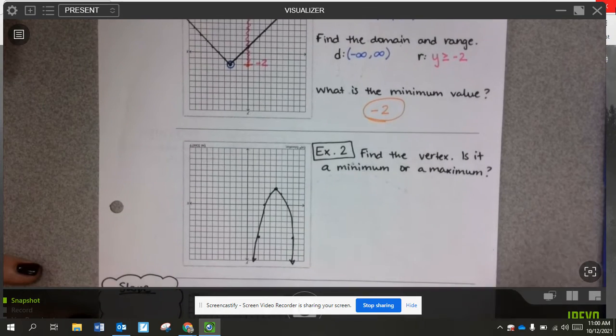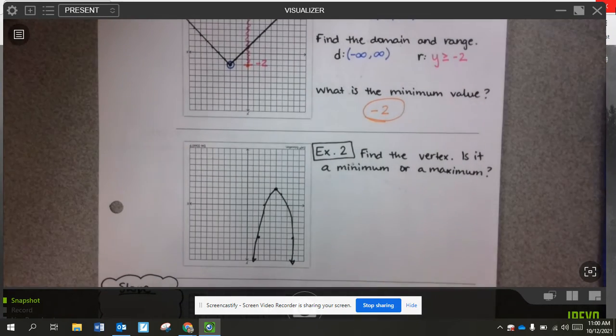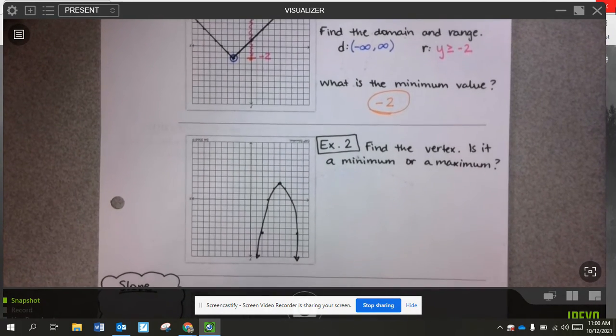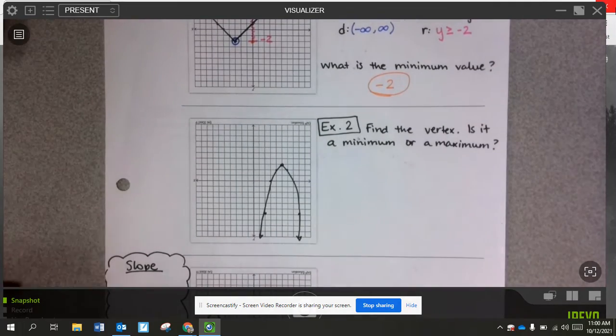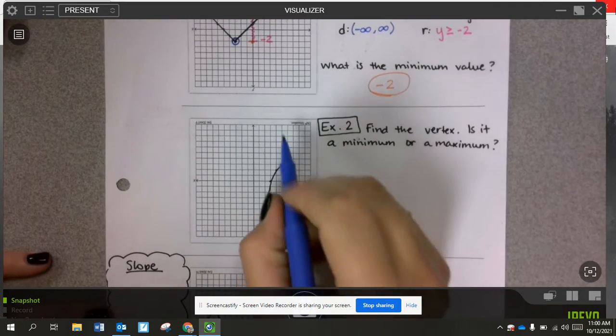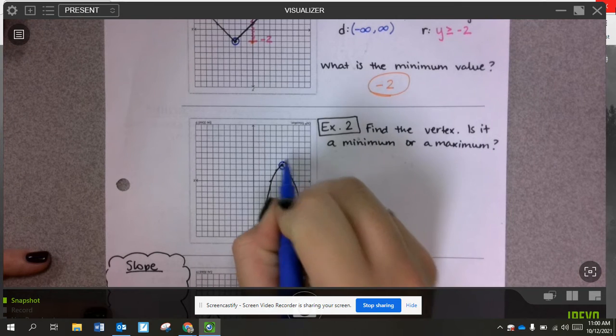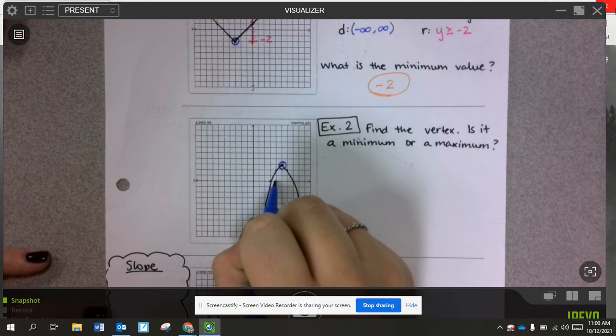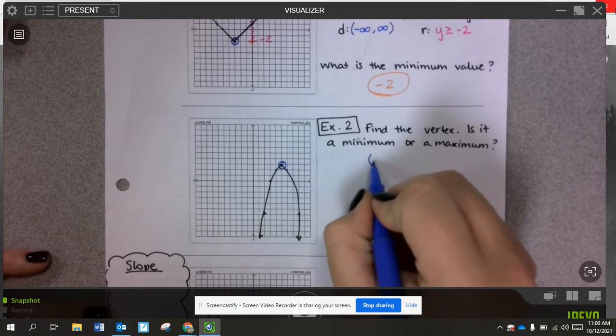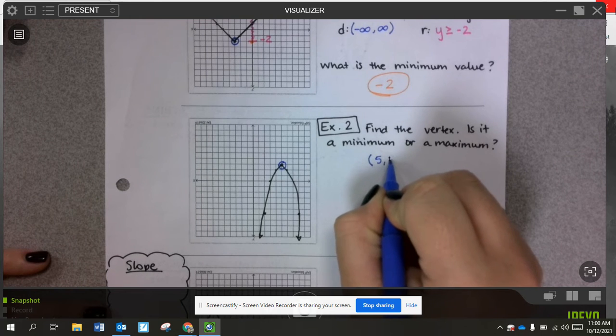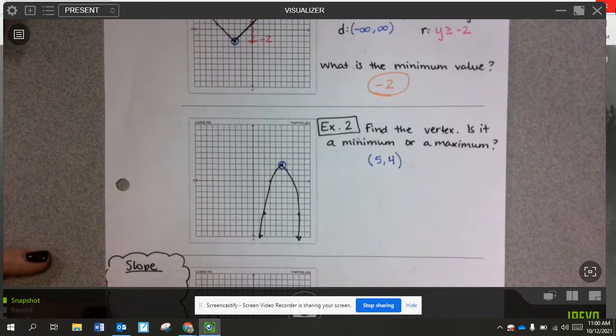So in example 2, they tell us to find the vertex and then determine if it's a maximum or a minimum. Again, your vertex is where your graph changes directions. So right here at 5, 4. 5, 4 is your vertex. And is that a maximum or a minimum?